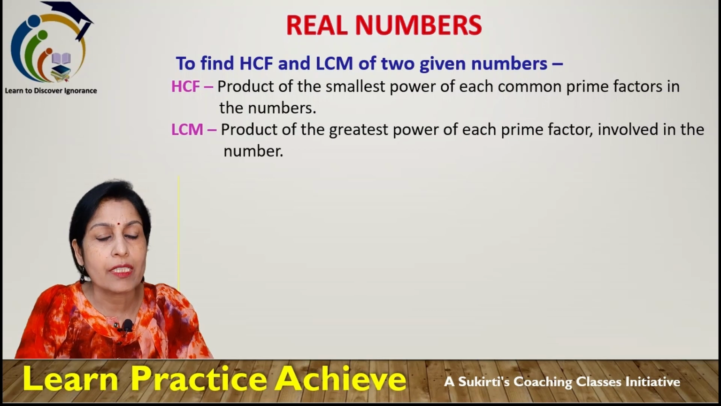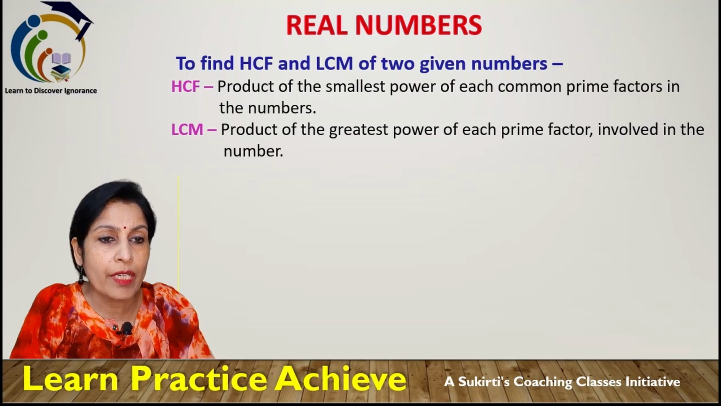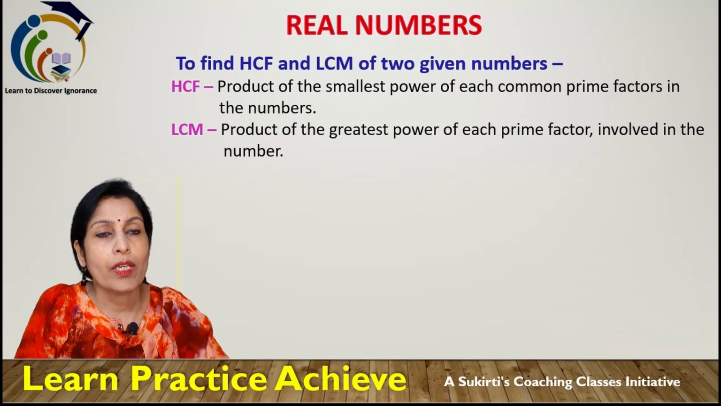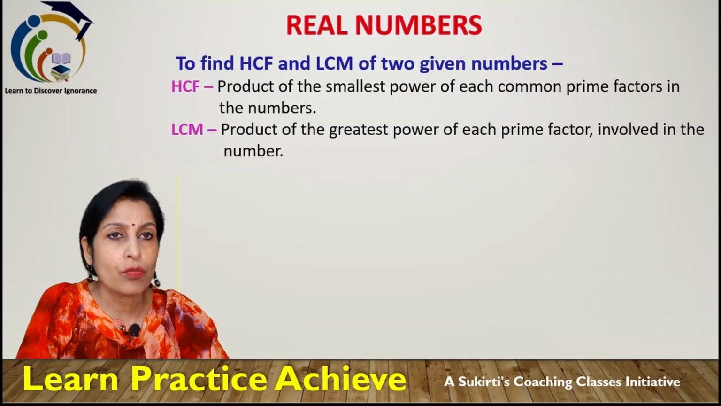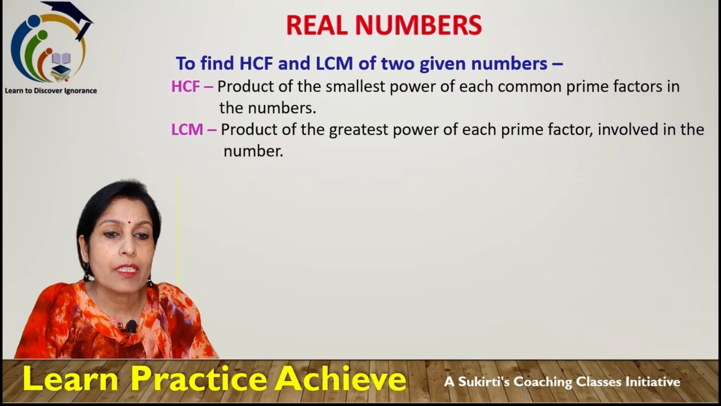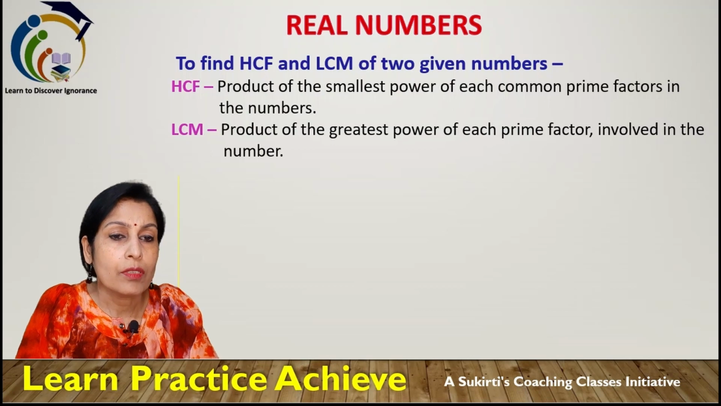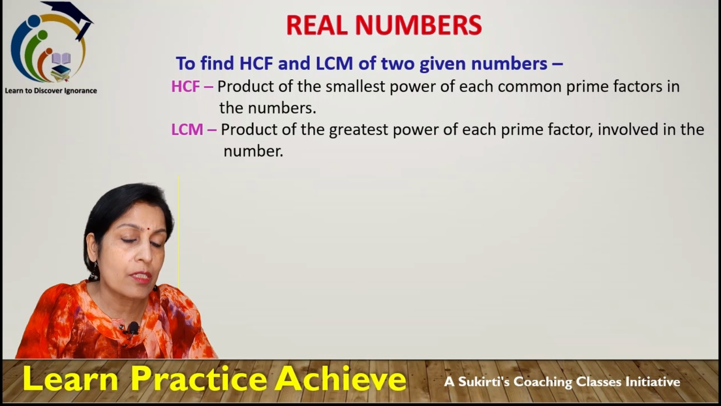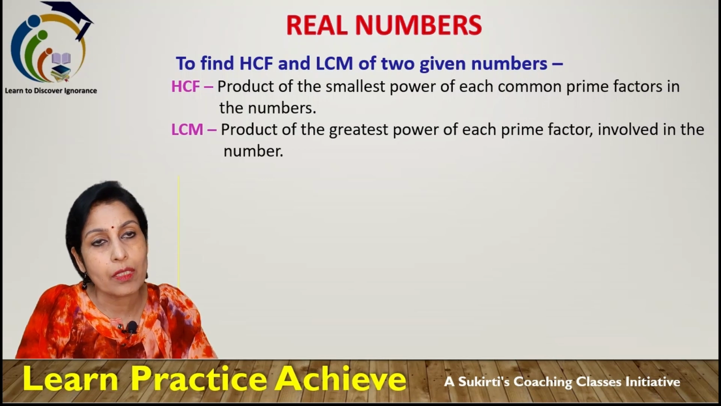So to find the HCF, when we make the prime factorization of the given numbers, from those we have to take the smallest power of each common factor. So when we are finding the HCF, whether we take two numbers or three numbers, the common factors in those numbers, we will take the smallest power of each common factor. Okay. In the same way, when we find the LCM, it is the product of the greatest power of each prime factor involved in the numbers.